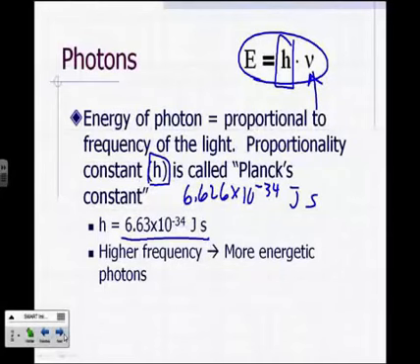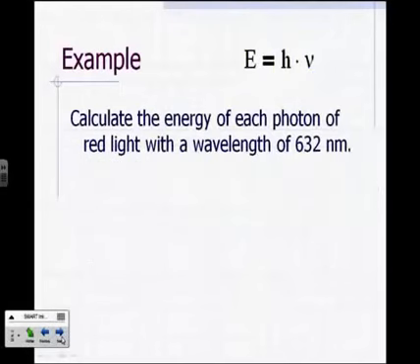What's the unit for the energy of the photon? The unit for h is joule seconds. The unit for frequency is per second. So seconds and per second cancel out, and that will give you the energy in joules. So you get more energetic photons when the frequency of your radiation is higher.